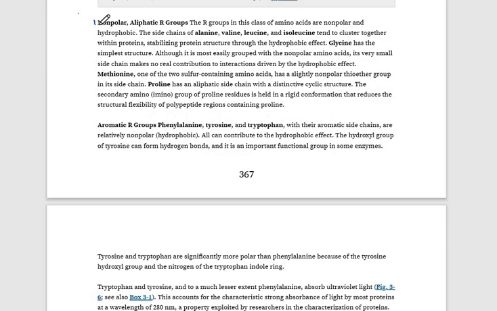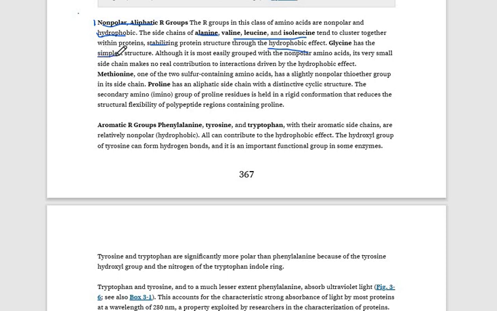The first class is non-polar aliphatic R groups. The R groups in this class of amino acids are non-polar and hydrophobic. The side chains of alanine, valine, leucine and isoleucine tend to cluster together within the proteins, stabilizing protein structure. Their function is to stabilize protein structure through the hydrophobic effect, and glycine has the simplest structure.